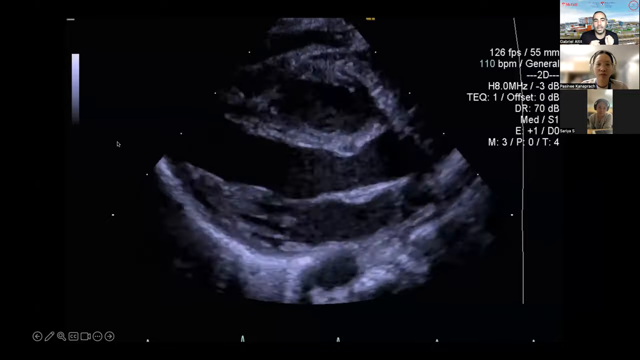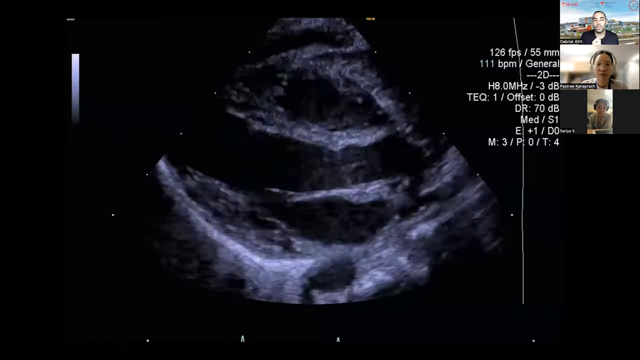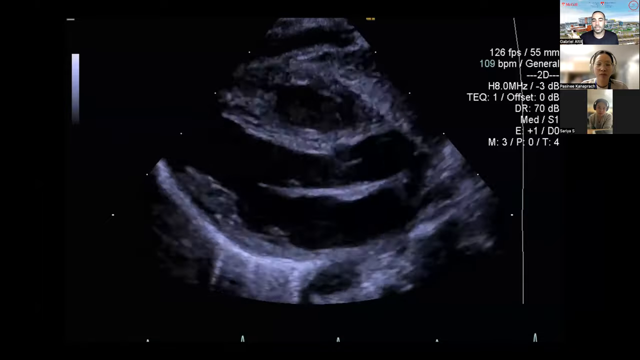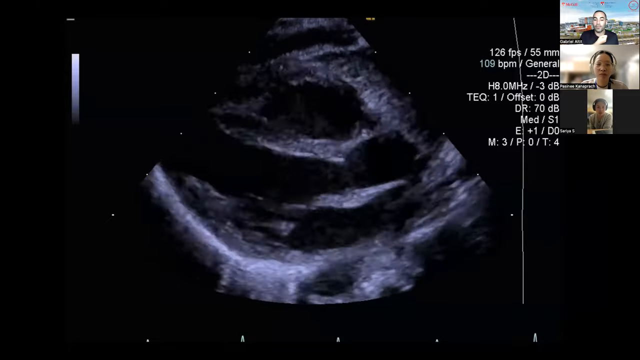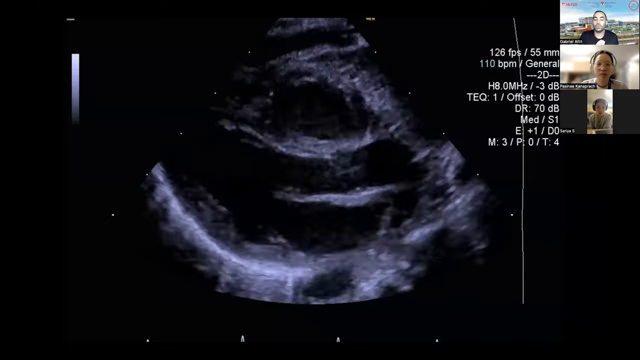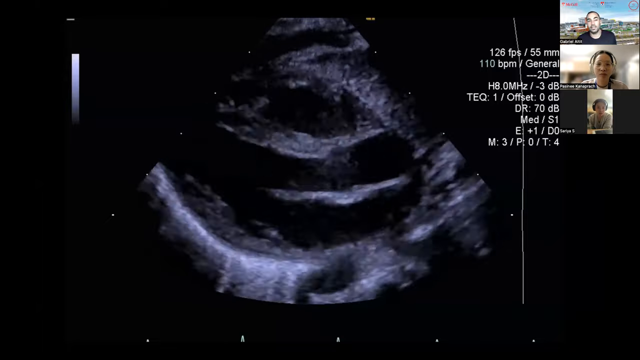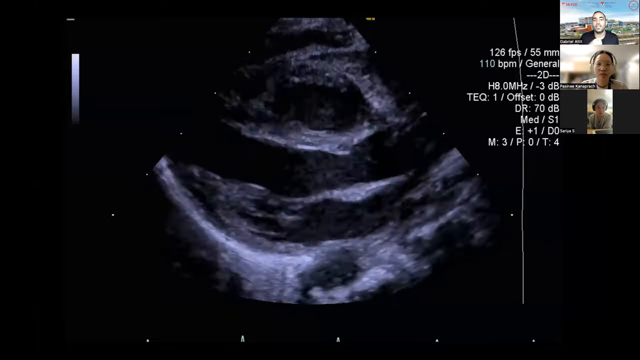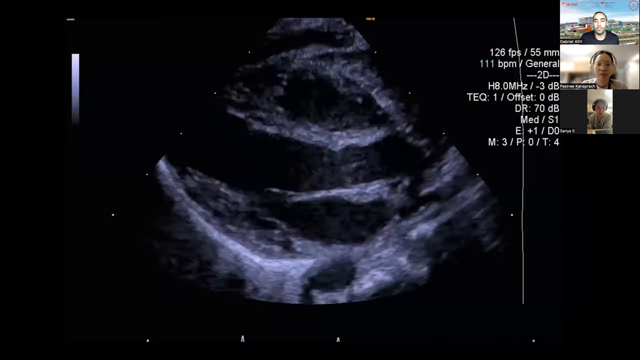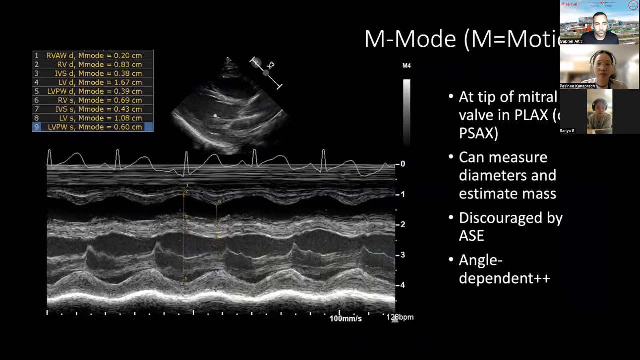Whenever we image, it's also important we use all our views to get a global sense of the ventricular structure and the ventricular function. Whenever we scan, it's important to do certain movements in order to get access to these structures. So here we don't see the apex, but as we scan, we would probably also visualize the apex.